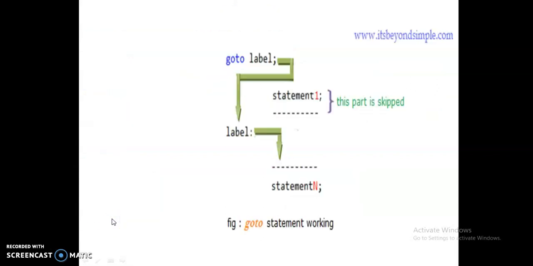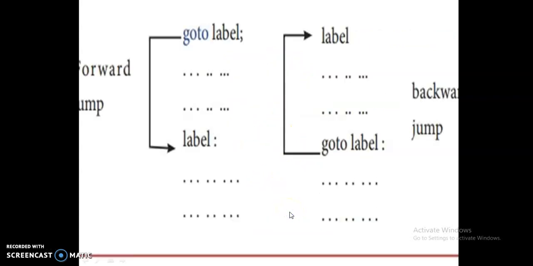So this is the pictorial representation of Goto. Here is Goto, and this is the label. After this Goto statement is executed, these parts are skipped. The control goes directly to the label where it is placed and executes these statements. So this is the forward jump, and this is the backward jump. When the control is transferred from top to bottom, it is called the forward jump. When the control is transferred from bottom to top, it is called the backward jump.